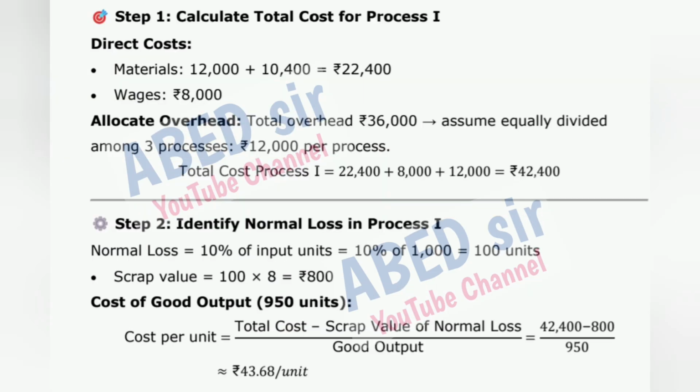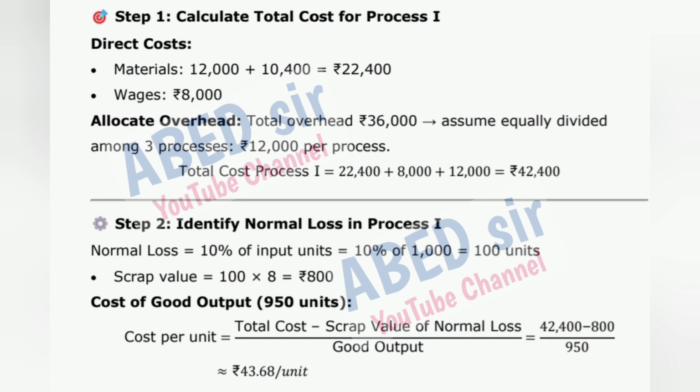Calculate total cost for process I. Direct costs. Materials 12,000 plus 10,400 is equal to 22,400 rupees. Wages 8,000 rupees. Allocate overhead. Total overhead 36,000 rupees. Assume equally divided among 3 processes, 12,000 rupees per process. Total cost of process I is equal to 22,400 plus 8,000 plus 12,000 is equal to 42,400. Step 2. Identify normal loss in process I.